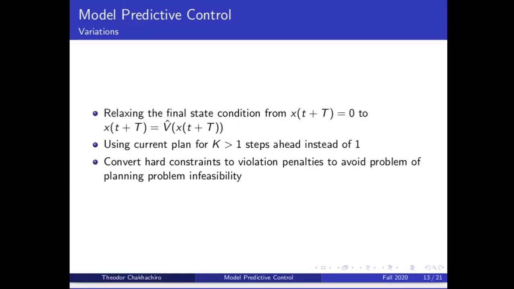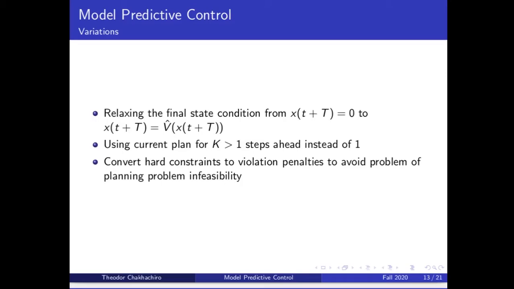Some variations on MPC include that we can choose our final state to be equal to an estimate of our cost function, which is the same as we did in the Bellman function equation. We can also plan for k steps in time. So, for example, if we are planning for a control horizon of 10 steps ahead, we can move for 5 instead of planning for 10 and moving for 1. We can plan for 10 and move for 5, then replan for 10. So this is like lowering the frequency of our control algorithm.